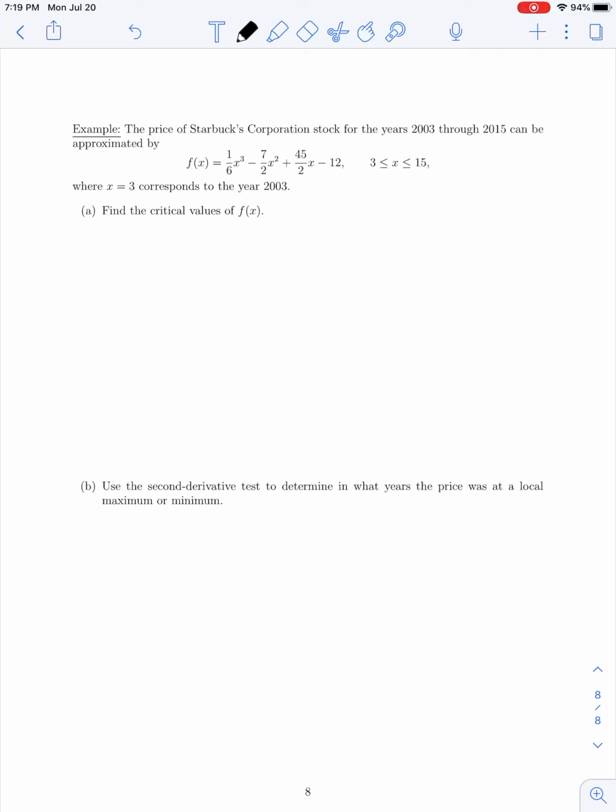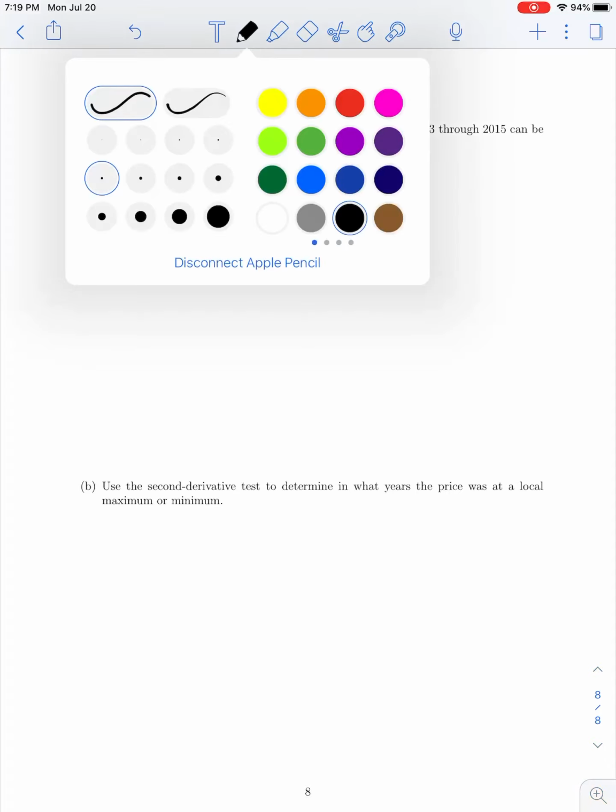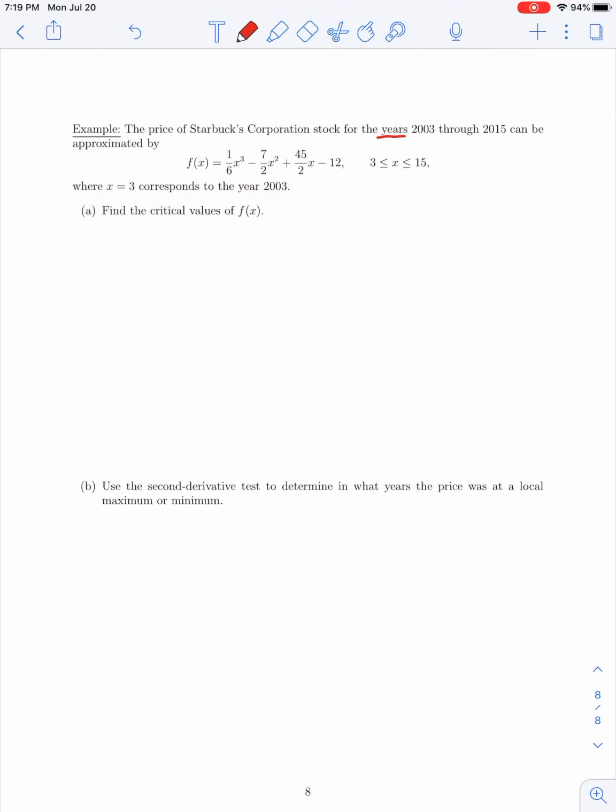So in our last example, we have the price of Starbucks Corporation stock for the years 2003 through 2015 can be approximated by this polynomial f of x, where x is restricted here. Since we're only considering 2003 through 2015, x has to range from 3 to 15, where x equals 3 corresponds to 2003. So in part A, we're asked for the critical values of this function.